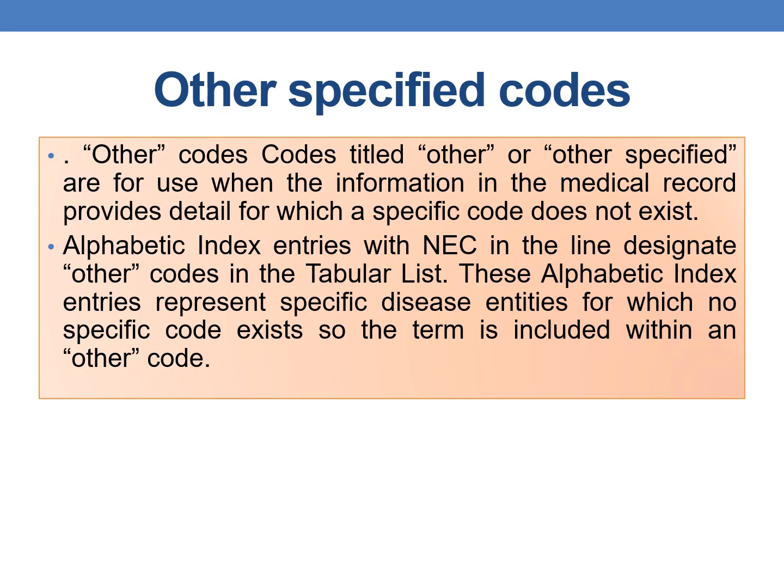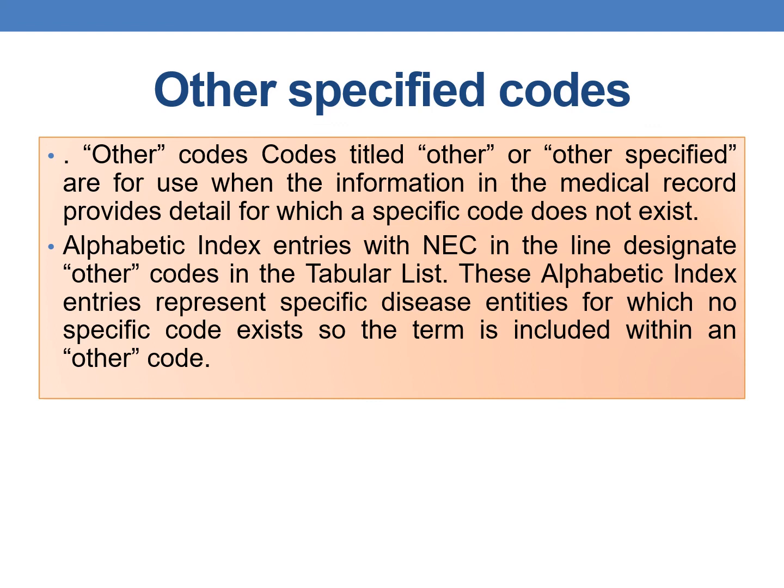Now coming to other specified codes. This is another convention. Other codes or other specified codes are used when the information in the medical record provides detail. A condition is described in detail for which a specific code does not exist. In such cases, we need to code other specified codes for that particular condition. In the alphabetic index, entries with NEC, in the line, designate other codes in the tabular list. These alphabetic index entries represent specific disease entities for which no specific code exists. So the term is included within an other code.